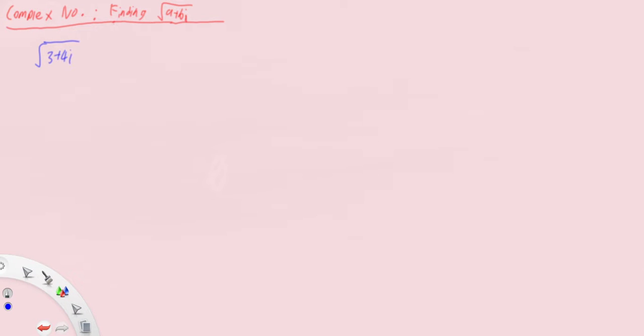3 plus 4i. Now, we know that the square root of a complex number would be another complex number, or two complex numbers rather. And we are going to represent a solution as a plus bi. Now from here, we just need to square both sides, and we get 3 plus 4i equals a square minus b square plus 2abi.